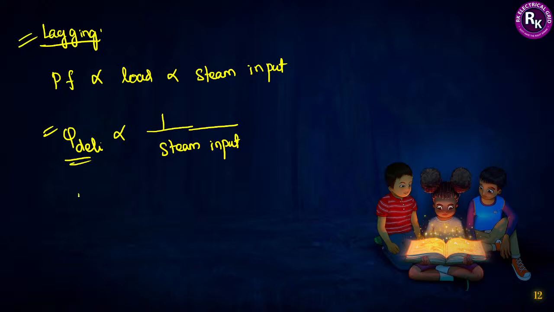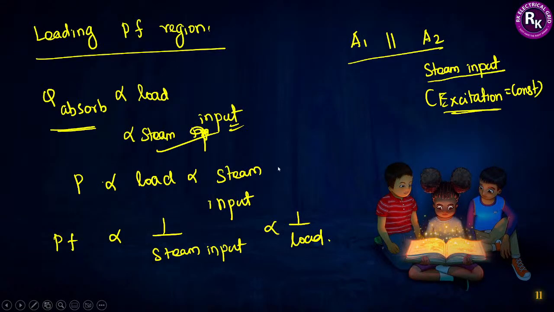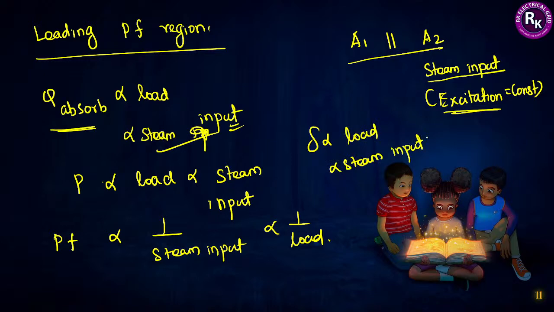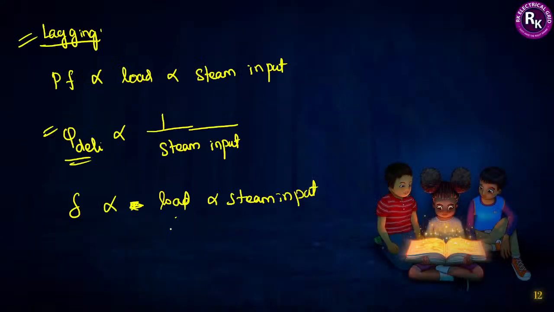And the most important point: delta, the power angle, the load angle. The delta will be directly proportional to load, or I can say it is also directly proportional to steam input. This delta remains the same in both cases. Here also, if you write the relation for delta, delta is directly proportional to load, and of course also directly proportional to steam input. Understood? I hope you all understood what I am trying to say.